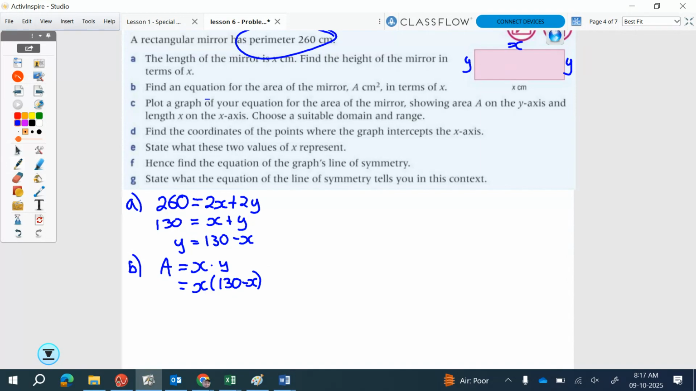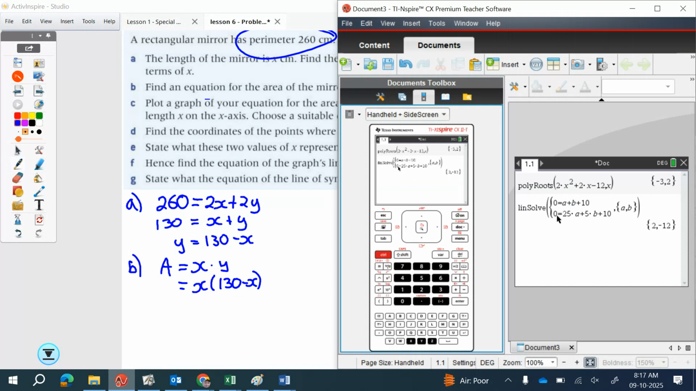Plot the graph of your equation showing the area on the y-axis. Choose a suitable domain and range. Let's have a look. So we pull up our graphing calculator.